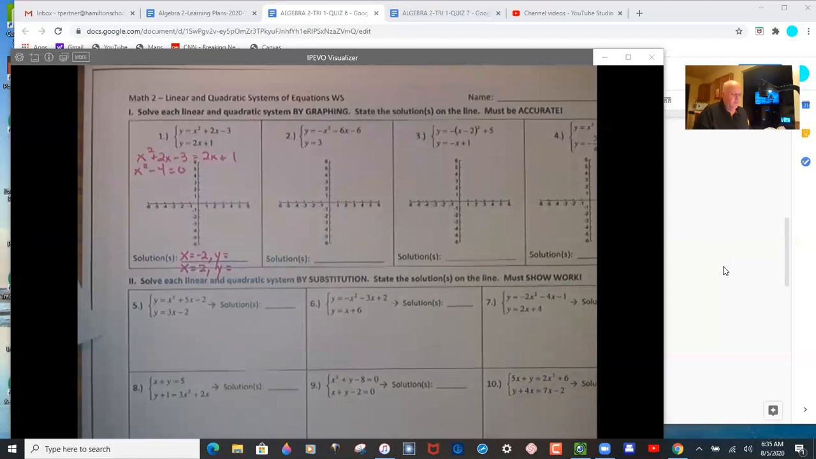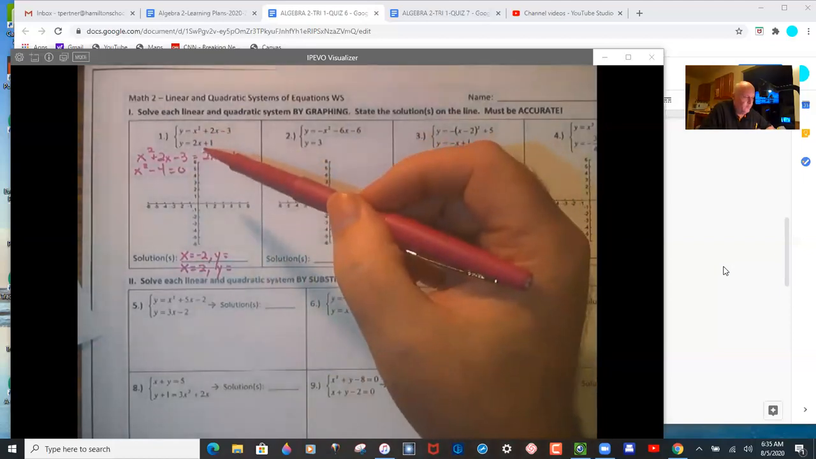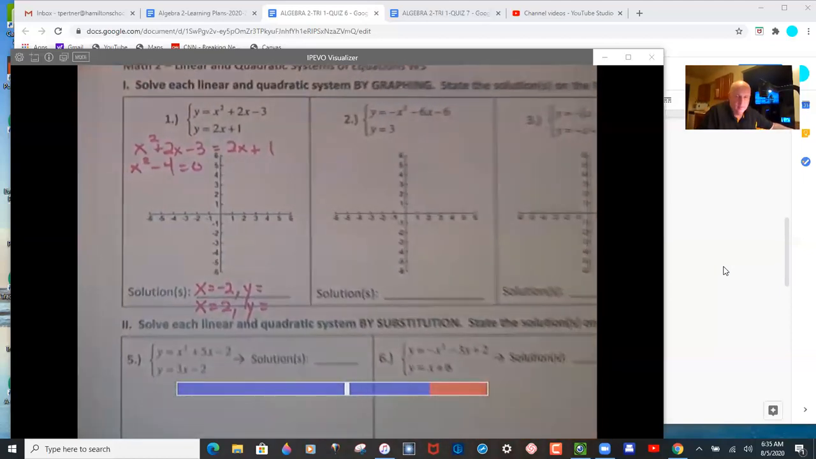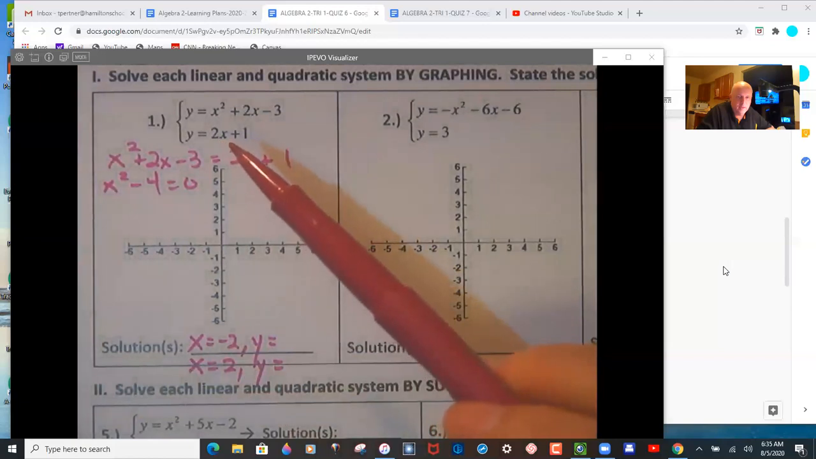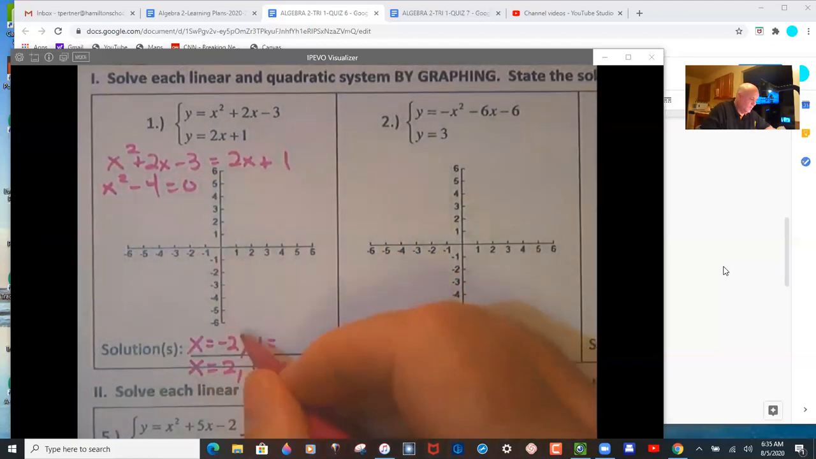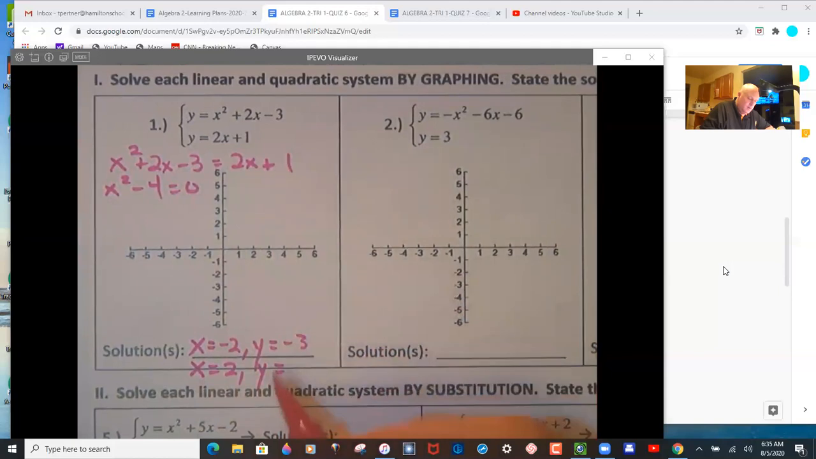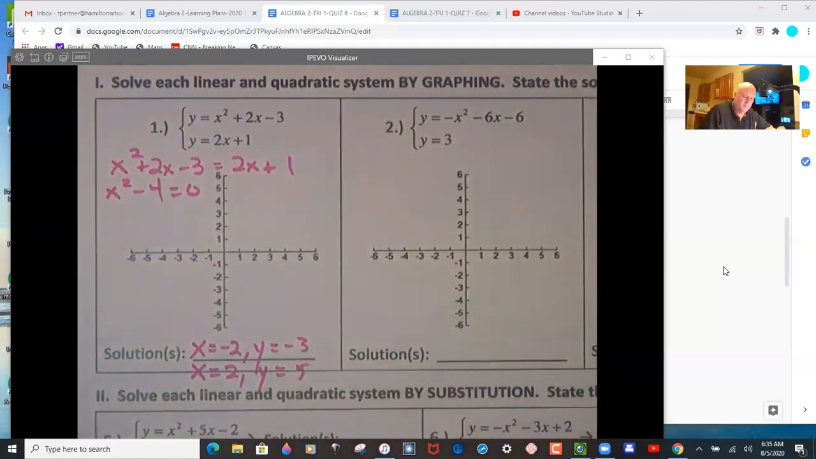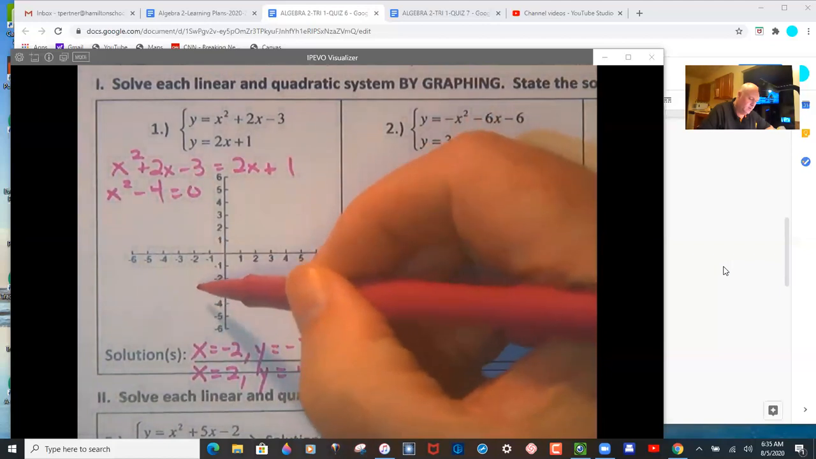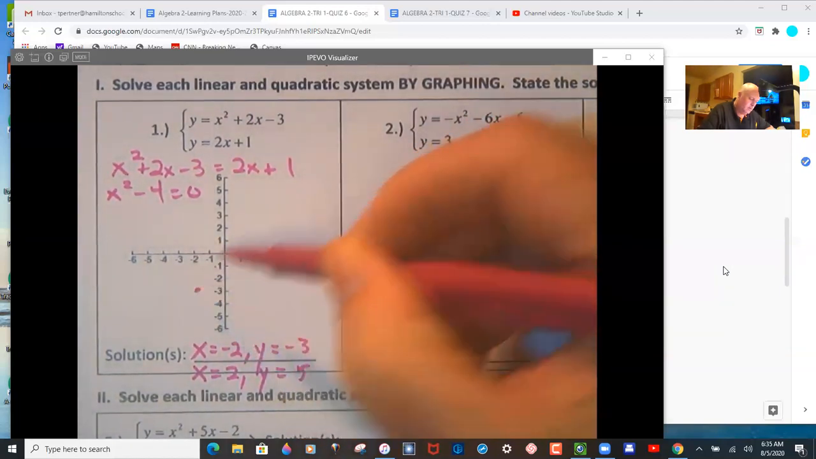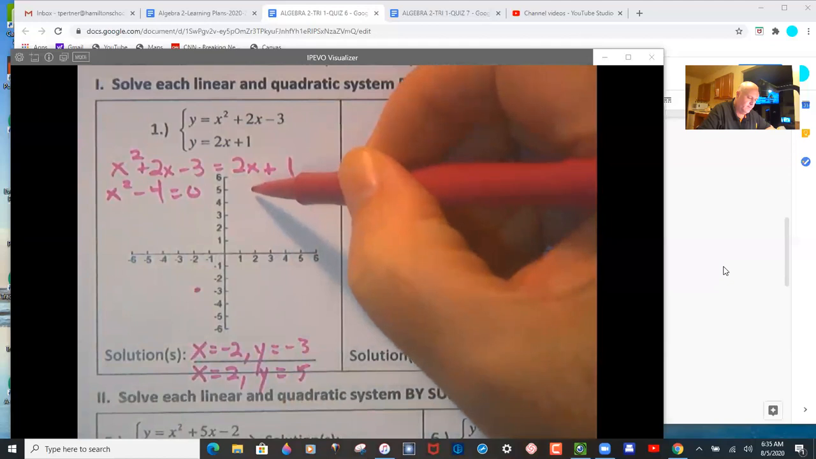So how do we figure out the y? I go back to the linear function. Let me zoom in a little bit here. And put these both in to get the y. So 2 times negative 2, negative 4 plus 1, negative 3. And then 2 times 2 plus 1 is 5, for the other y. So those are the 2 points where your graphs would meet. And so you just go and plot those 2 points. And then 2, 5.